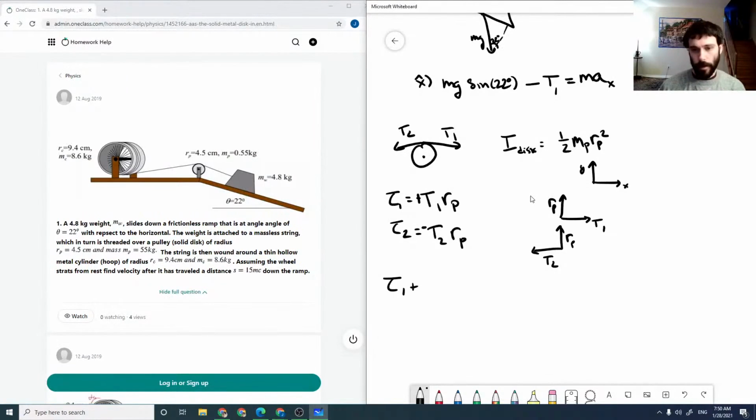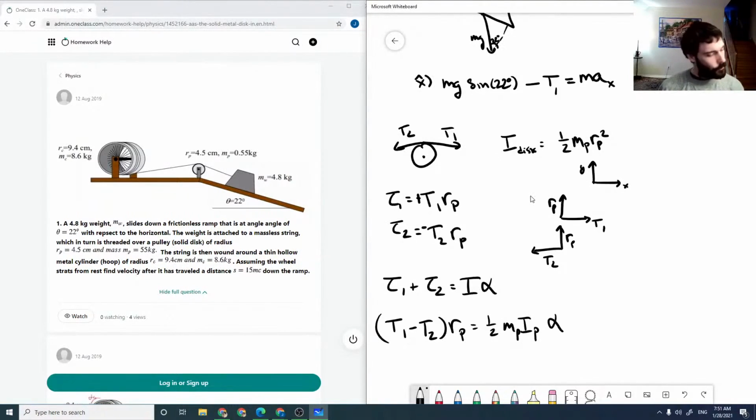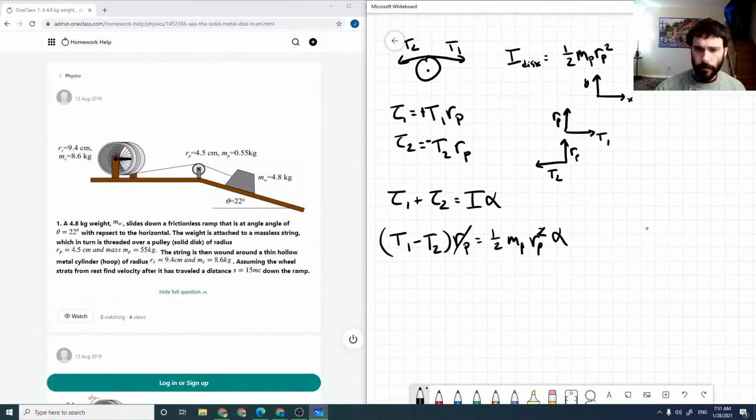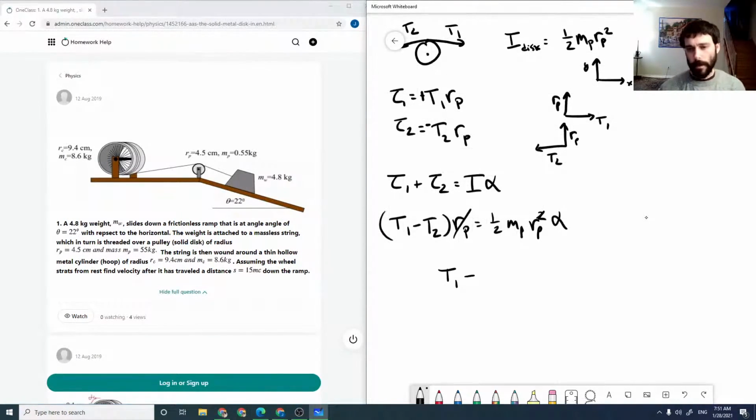So then our torque 1 plus our torque 2 is our I alpha. So then we have T1 minus T2 times RP is 1/2 MP RP squared alpha. We can cancel one of these RPs and say that T1 minus T2 is 1/2 MP RP alpha.